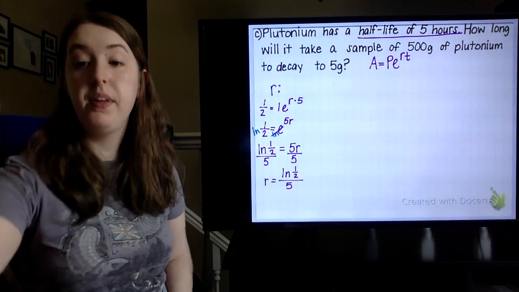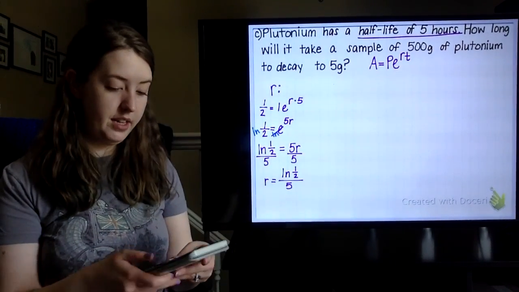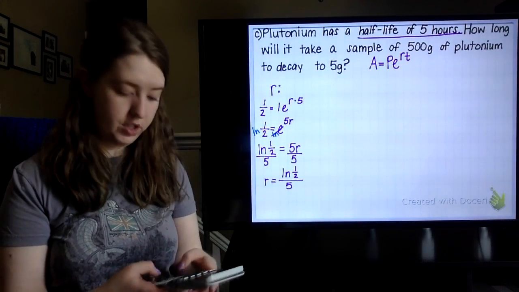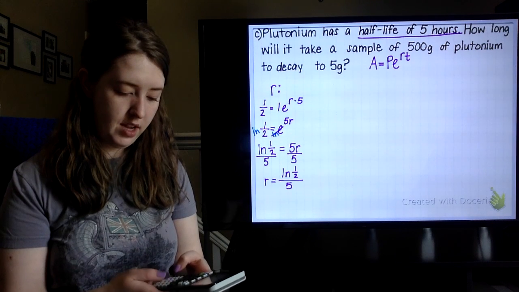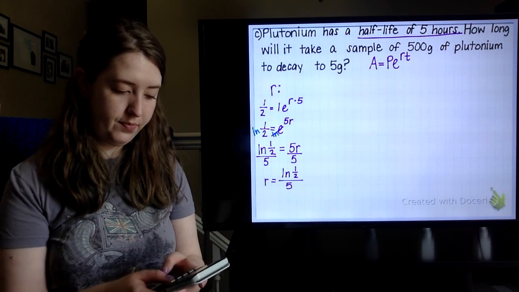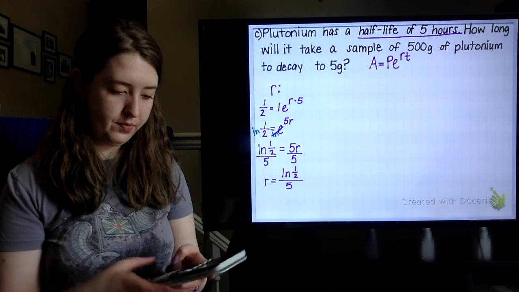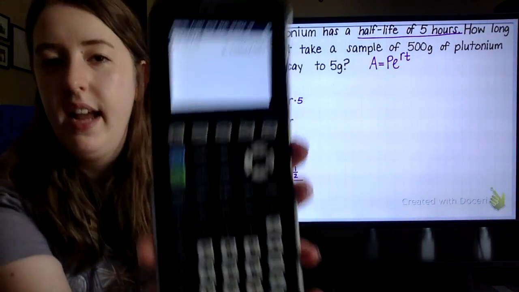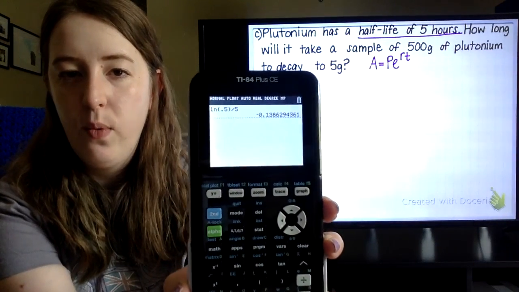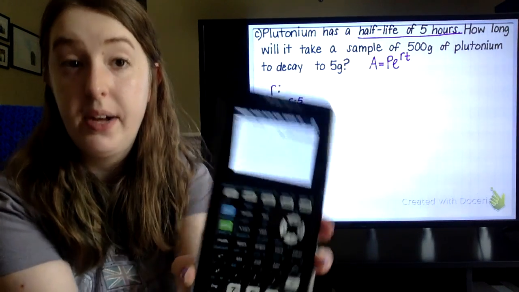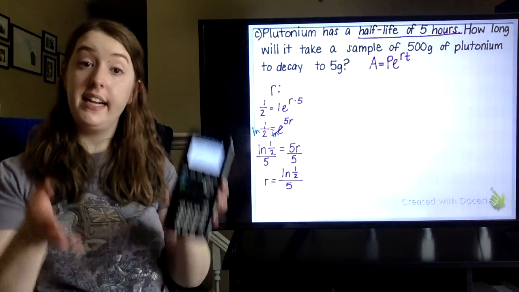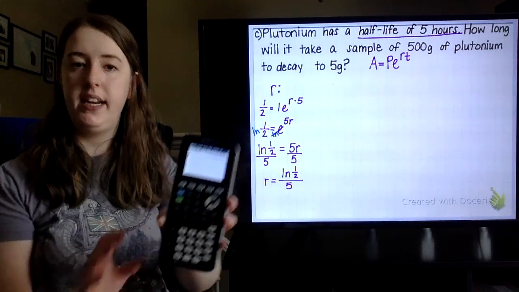The next step is to put that into my calculator. So I'll put natural log of 1/2 divided by 5. I got negative 0.138 and so on. It makes sense that my rate is negative since it's decaying. My rate should be negative.